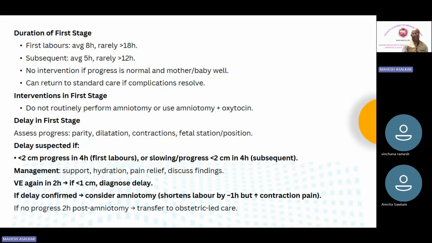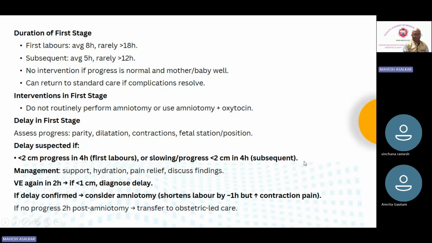So when you suspect the delay, the next per vaginal examination is to be carried out within 2 hours. And if dilatation is less than 1 centimeter, then you have to diagnose the delay. And once the delay is confirmed, then you have to do the amniotomy. It will shorten the labor by 1 hour, and it will also increase the contraction.